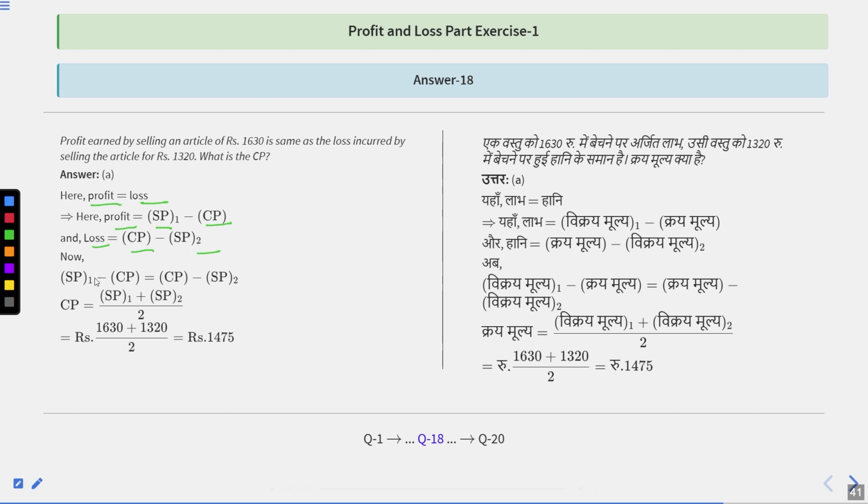Now according to the question, SP1 minus CP is equal to CP minus SP2. When we calculate it, we know the value of SP1 and SP2. Clear? So when you calculate it, you get the value of CP. When we solve it, we get 1475. So A is the correct answer.